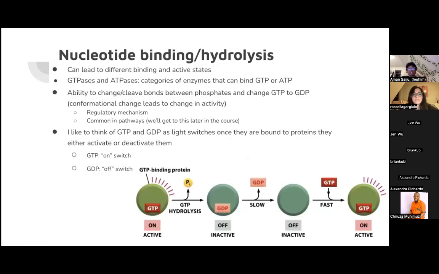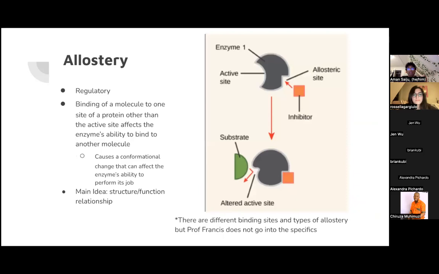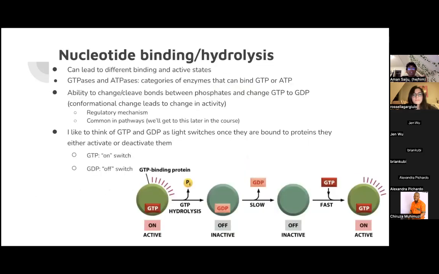Now, the last thing we're going to talk about today is nucleotide binding and nucleotide hydrolysis. It's kind of similar to allostery, right? You can have nucleotides, main ones being GTP and ATP, that bind to proteins. Proteins that bind GTP are called GTPases. ATPases are proteins that bind ATP.